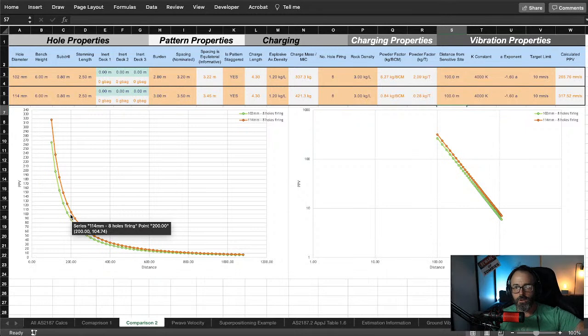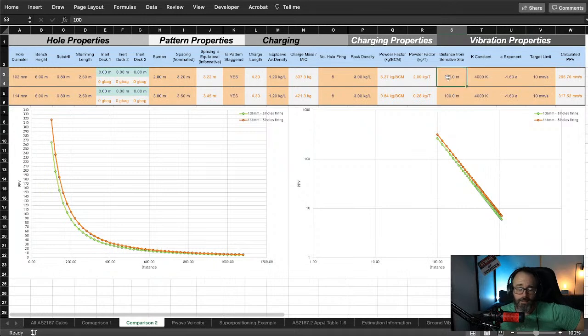So if you can get the blast further away from whatever sensitive structure you're dealing with, or you can move that sensitive structure, move that village, relocate the people there if they are inclined to be relocated, then you can see that. So what can you do to control that when you're at that?